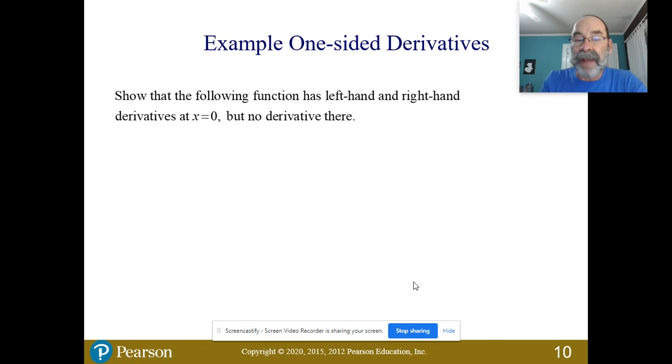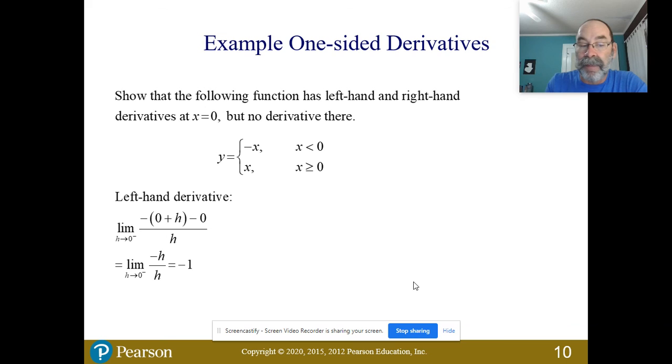Look, the following function has left and right-hand derivatives at 0, but no derivative there. So you've got a piecewise linear function. Okay? So when x is negative, or less than 0, we use negative x. When x is greater than or equal to 0, we use positive x. If I find the slope, and I'm approaching it from the left-hand side, so I'm going to use the top function part, negative x.